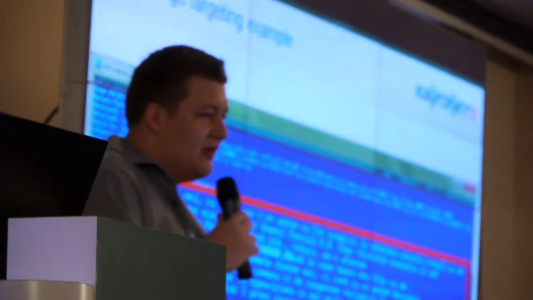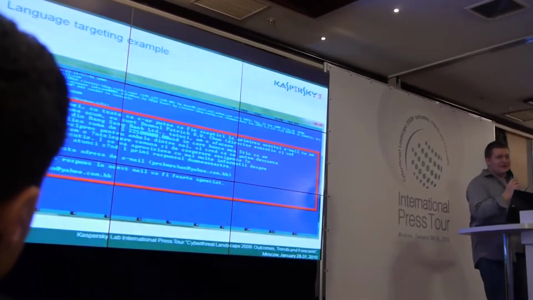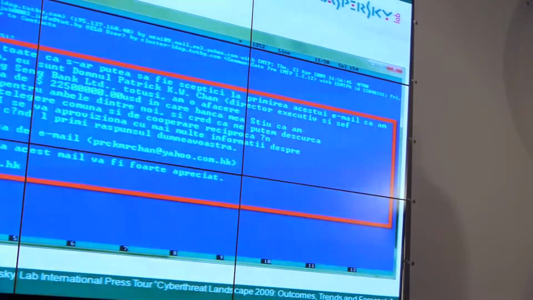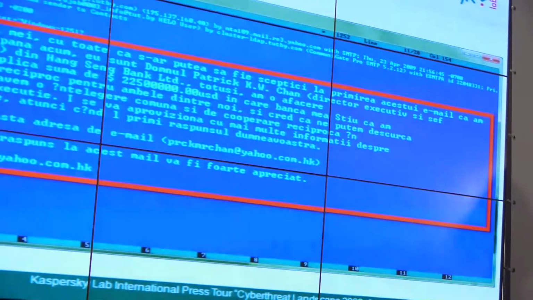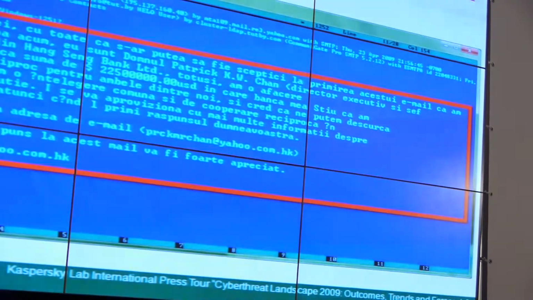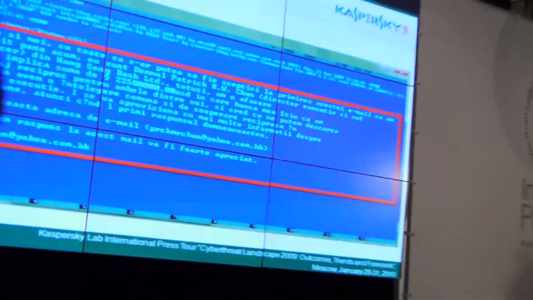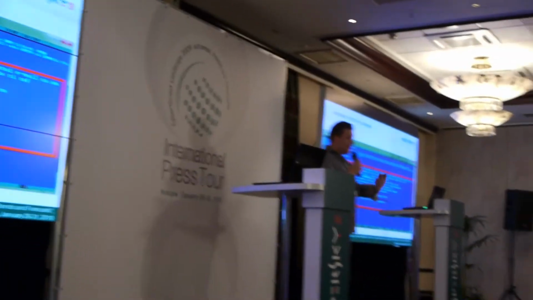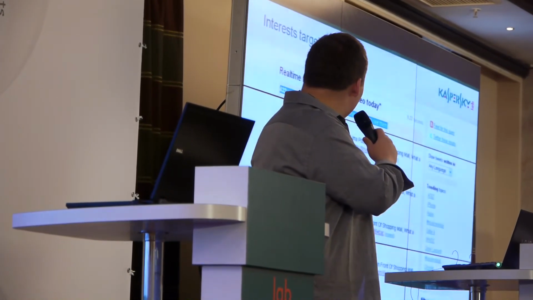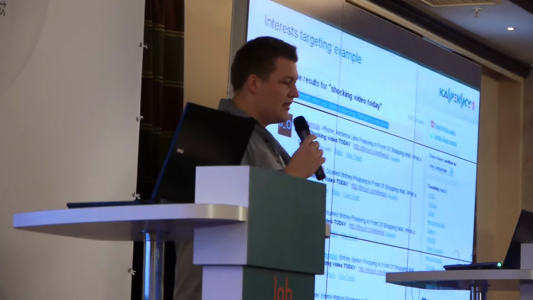Then they are using language targeting. This is actually a screenshot of a Nigerian scam letter sent out to Romanian users. Maybe the Romanians in the room can read it. The thing is, it's actually written by translating it from English using Google Translate. So they have the information about where we live, they have the information about what's our mother tongue. So they are already starting to send out personalized scams in the victim's natural language. Because of course the victim is more likely to fall for it if the social engineering attack is presented in his own language.